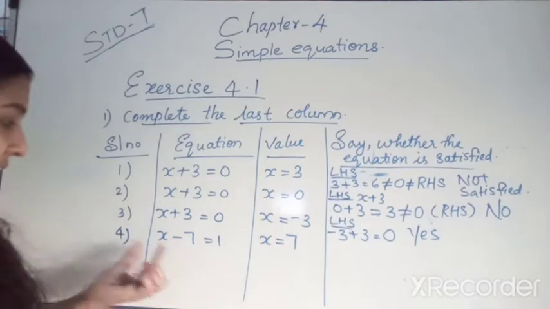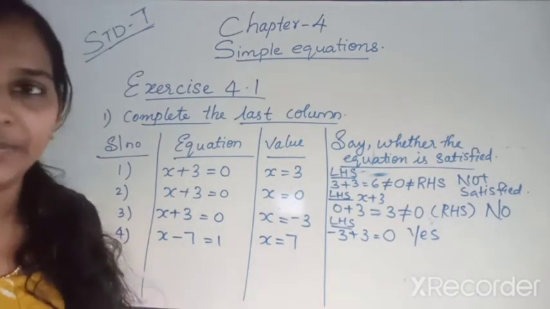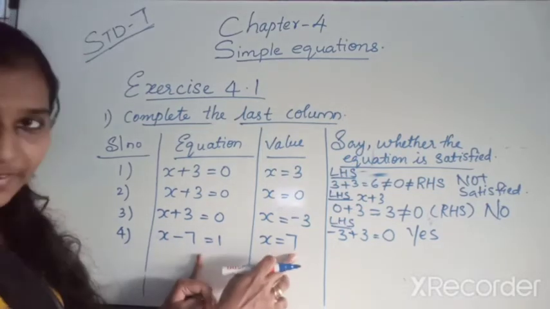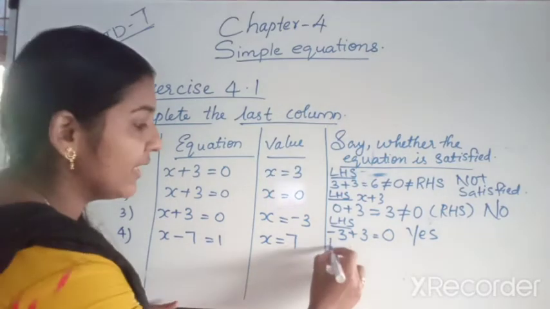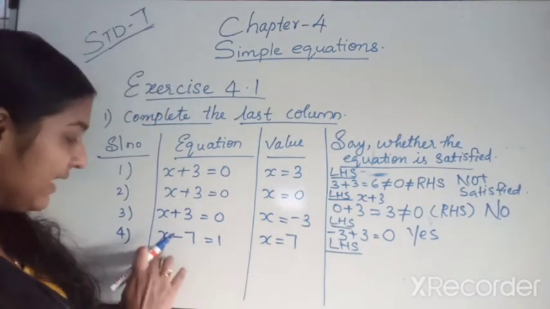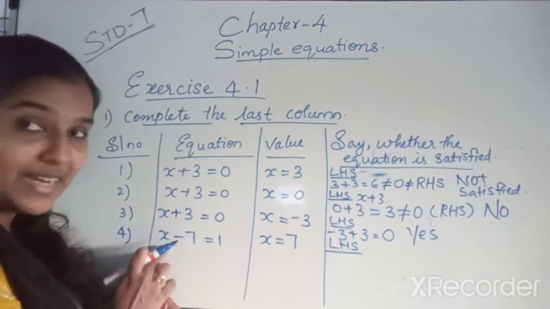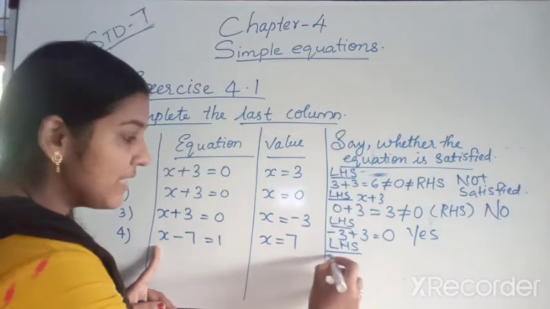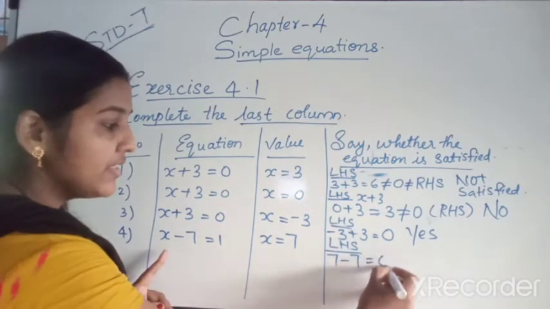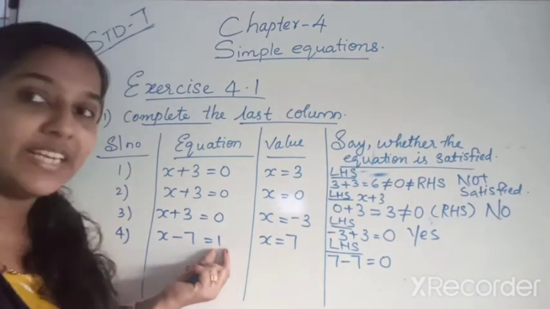Now the next one, x minus 7 is equal to 1, x is equal to 7. So instead of x, you can write 7. First you take LHS. Left hand side is LHS. LHS is x minus 7. So here in the place of x, you can write 7. So 7 minus 7. What is it? 0. Children, what is the RHS here? Right hand side is 1.